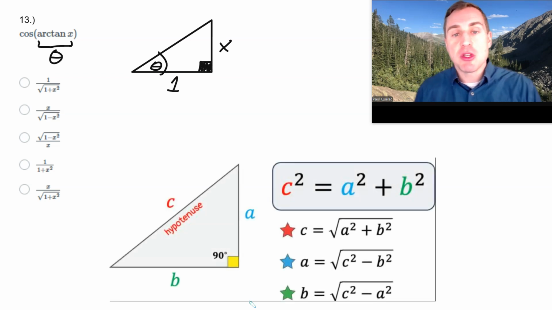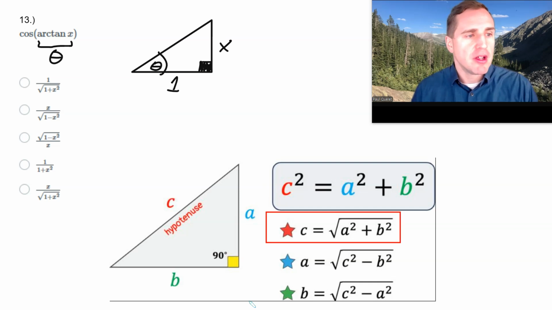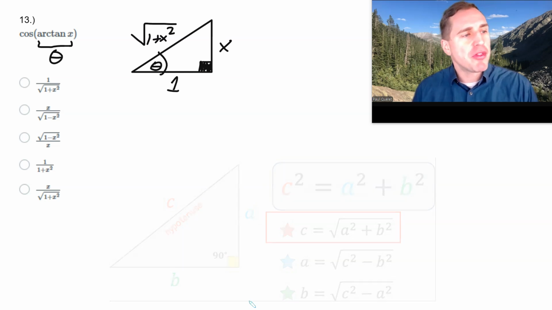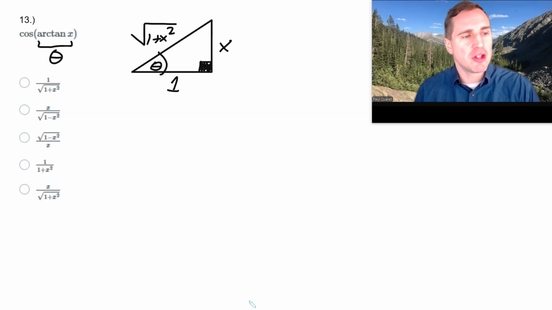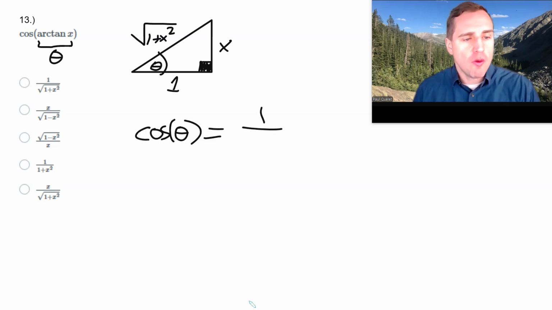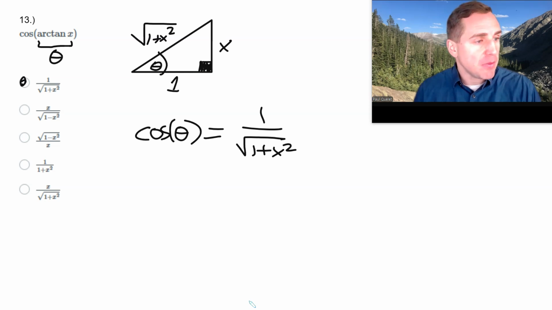To get the hypotenuse, we use the Pythagorean theorem. So that's going to be 1 squared plus x squared, square rooted. So 1 squared plus x squared square rooted is exactly this hypotenuse. Now we want the cosine of this triangle, in other words, the cosine of this angle theta. Well, cosine is adjacent over hypotenuse. So adjacent over hypotenuse is going to be 1 over the square root of 1 plus x squared. Okay, so that's going to be exactly this first term.